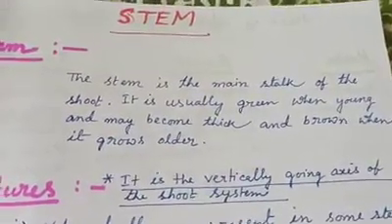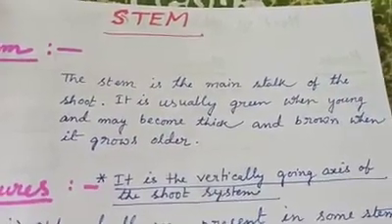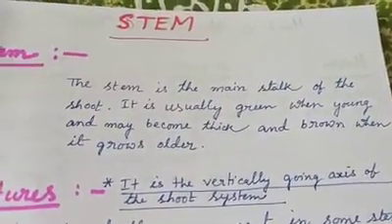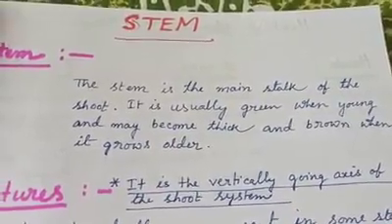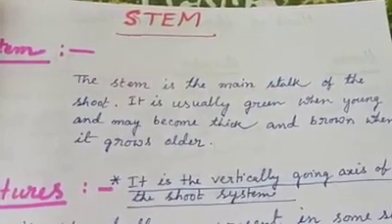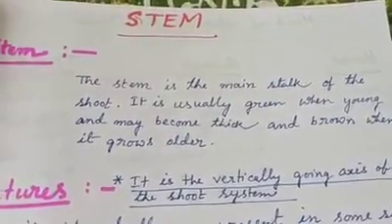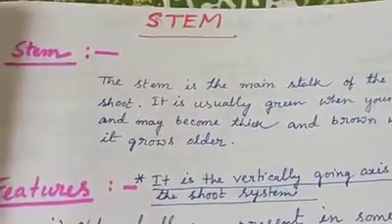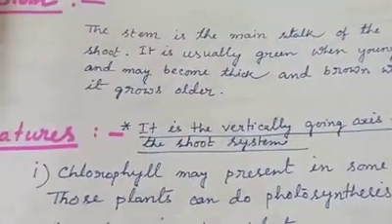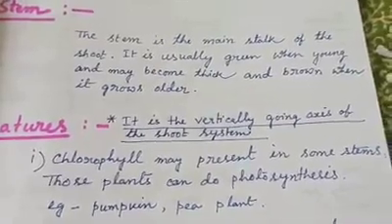So students, it is clear that stem is the vertically going axis of the shoot system which forms the main stalk of a plant. This is the definition of stem. Now what are the features of a stem? Stems have some special features by which they are different from the root.